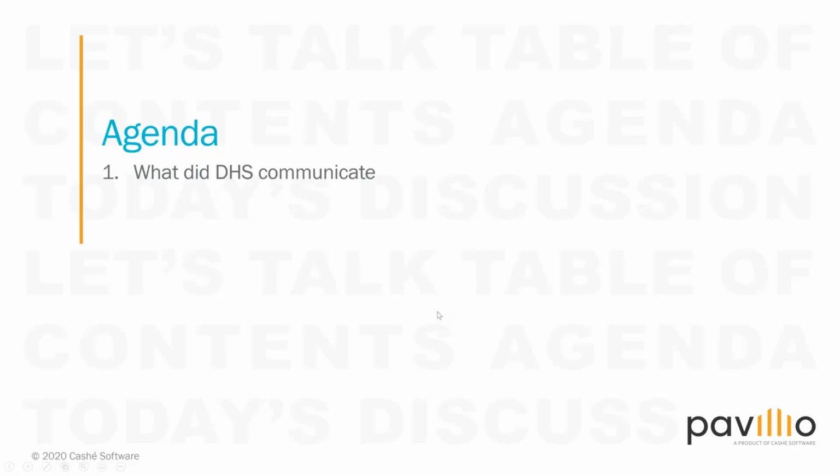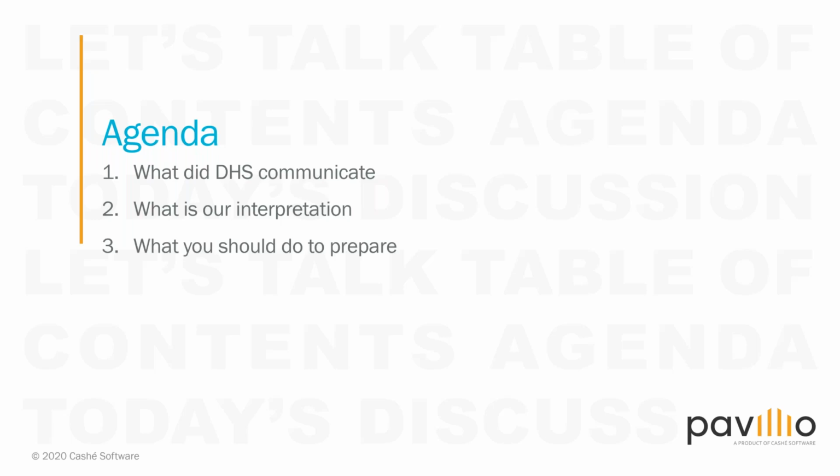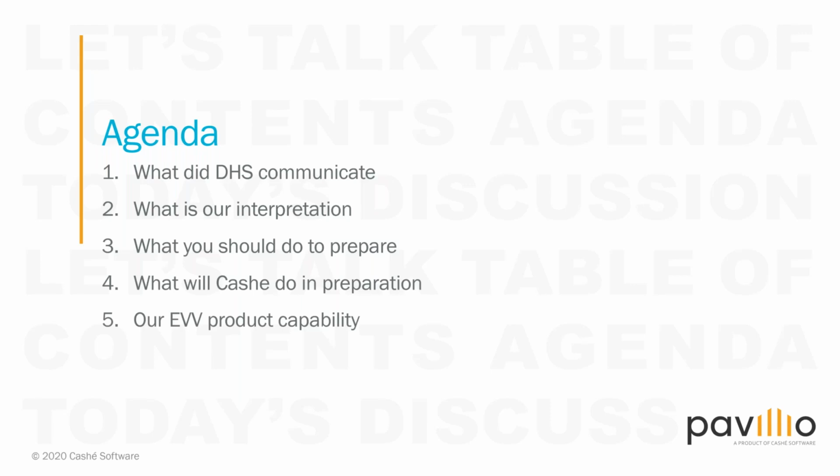Today we have a packed agenda. First, I'm going to cover what DHS communicated. A lot of times when DHS communicates, they're very concise in their communication. We try to come up with our interpretation of that, and we'll cover some of that. And what are some things that you should do to prepare as we roll out EVV over the next few months? And what is Cachet doing in preparation for EVV, as well as a quick demo of our product and some of the new capabilities that we have.